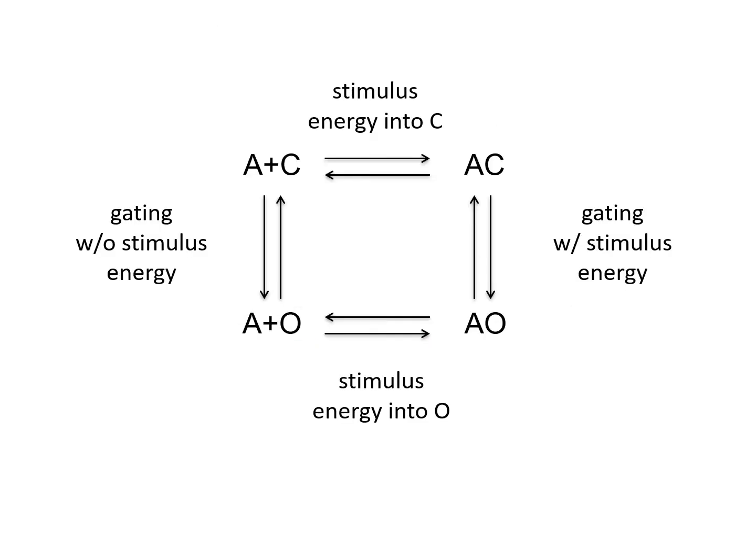The energy landscape representation of an allosteric protein can be turned into a standard state model, which takes the form of a cycle. The vertical lines of the cycle here represent the conformational change from C to O, which is called gating, and which is global. And the horizontal lines represent the deposition of stimulus energy into C, which means binding of agonist to C and binding of agonist to O.